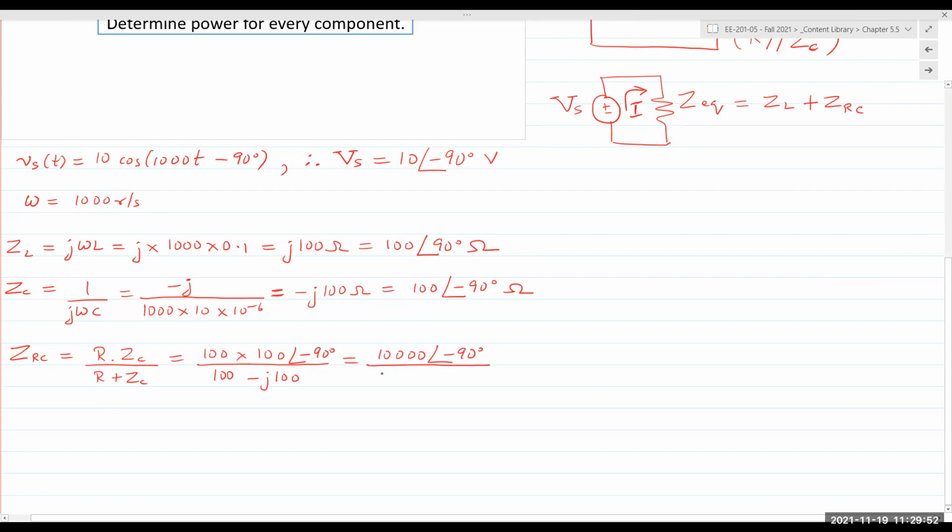I got 10,000, 141.42 minus 45, 70.71 minus 45 ohms, and in rectangular coordinates, it's 50 minus j50 ohms.